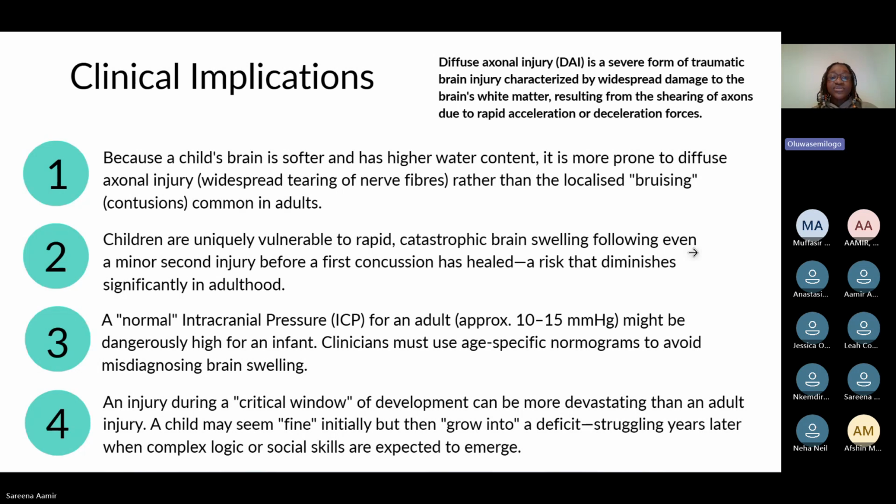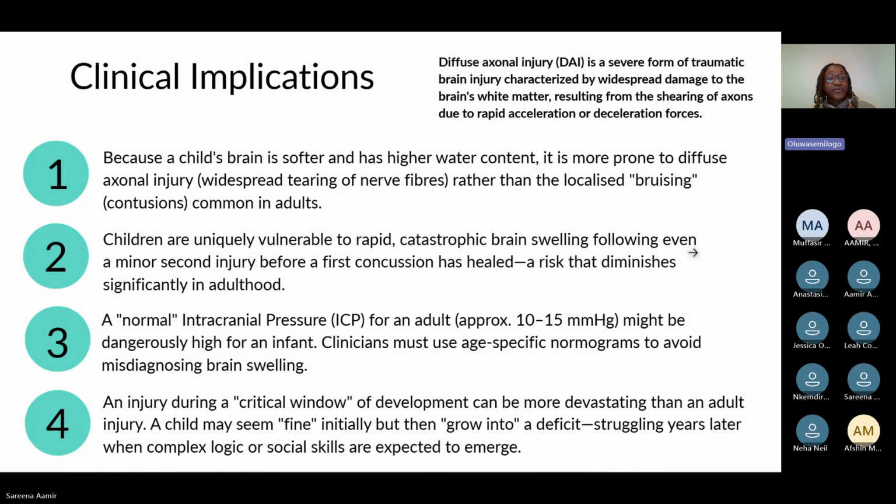One: because a child's brain is softer and has higher water content, it is more prone to diffuse axonal injury rather than the localized bruising which is common in adults. Diffuse axonal injury is a severe form of traumatic brain injury, characterized by widespread damage to the brain's white matter, often resulting from the shearing or cutting of axons due to rapid acceleration or deceleration forces.